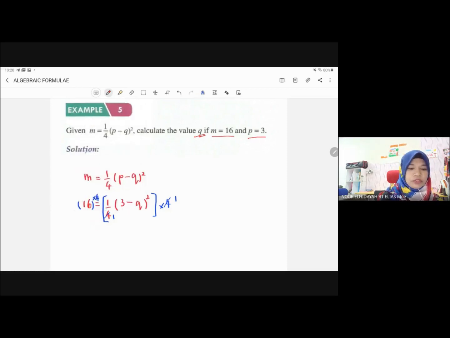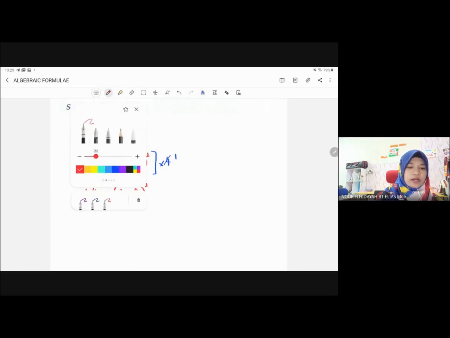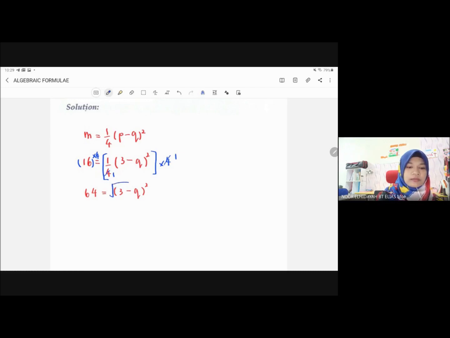So, 16 times 4 is 64. 64 equals to, so kat sini yang tinggal is 3 minus Q squared. Tadi kita dah hilangkan over 4. Now kita nak hilangkan square. So, macam mana nak hilangkan square? Kita akan tambah square root. So here pun kena tambah square root. Alright. So square root of 64 is 8. So 8 is equals to 3 minus Q. Hilang dah square tu because kita dah square root.